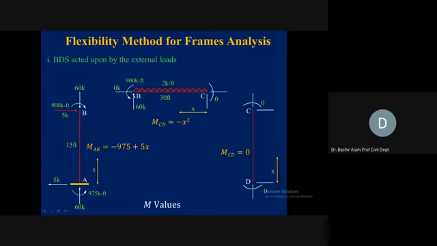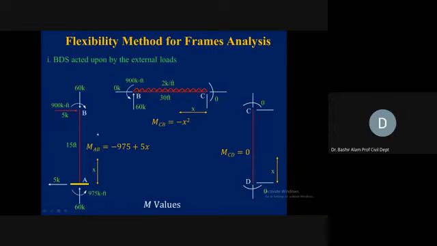60 at B was upward, so here 60 is downward, so the joint is in equilibrium with respect to the vertical loads. Horizontal is 0, so 0 is transferred here. 900 was counterclockwise, so 900 clockwise now. The equilibrium conditions at this joint B are met.